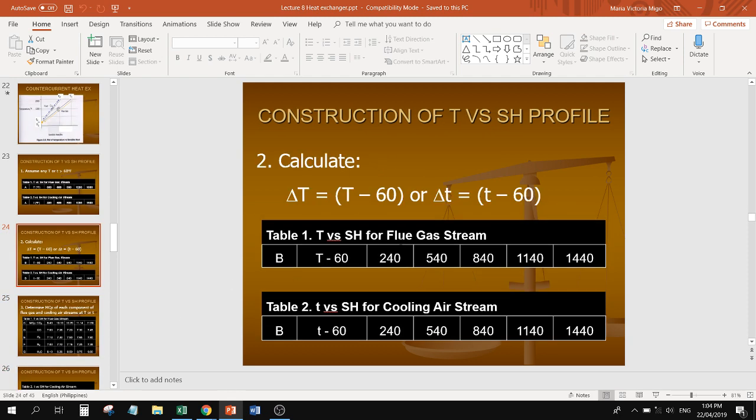The next step: our reference temperature is 60, since we made the temperature of the cold or working fluid, which is air, 60 degrees Fahrenheit, and we also set that as our reference temperature. So we subtract the reference temperature from the arbitrary temperature values that we came up with earlier.